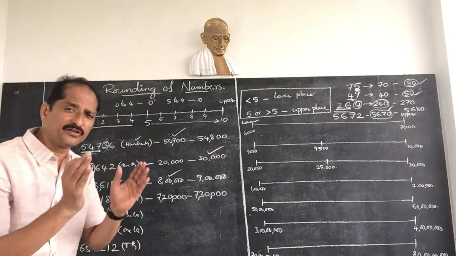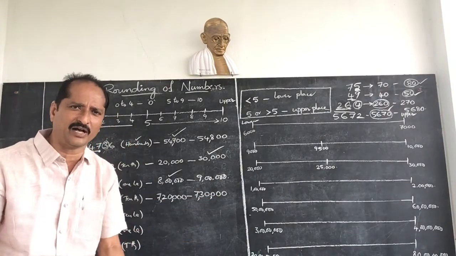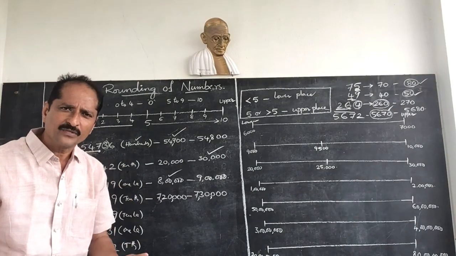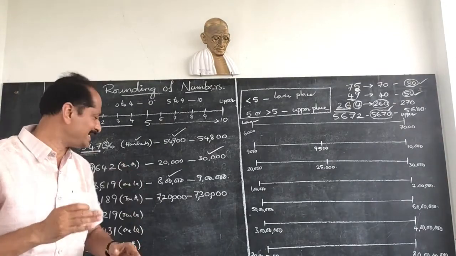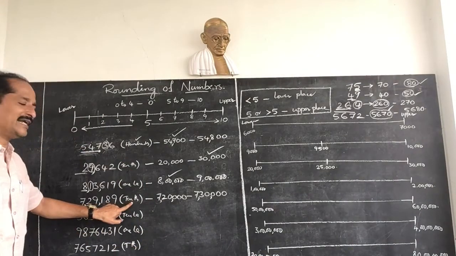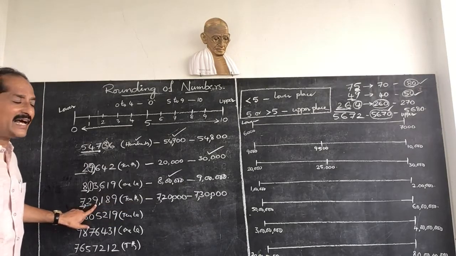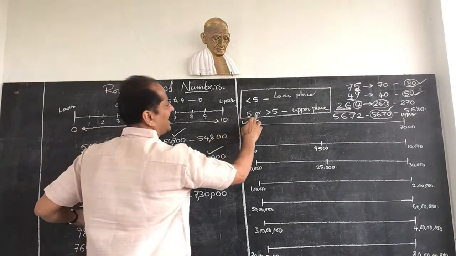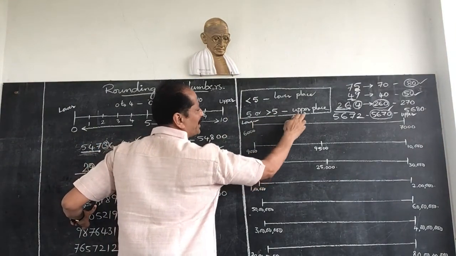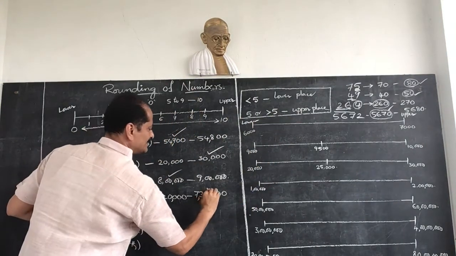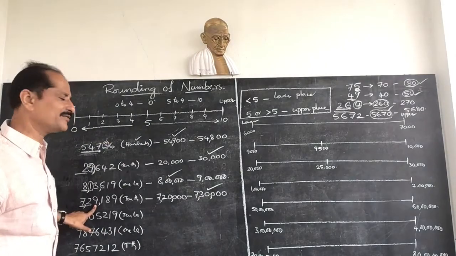Should it be rounded to 7,20,000 or 7,30,000, we have to see. So for that we should see next lower than 10,000. Next lower than 10,000 is 1,000. 1,000 digit is 9. 9 is more than 5. Upper place. So upper place what? 7,30,000. Okay, round up that number to this.